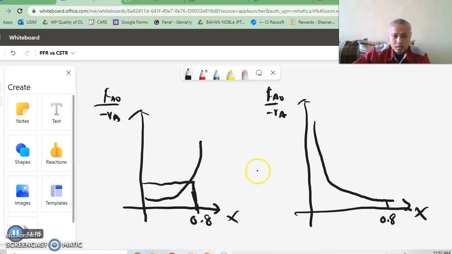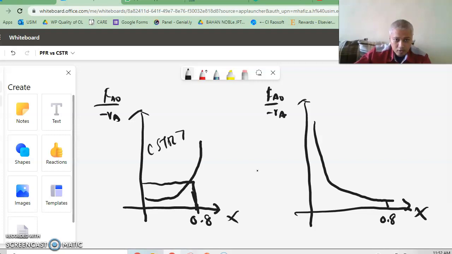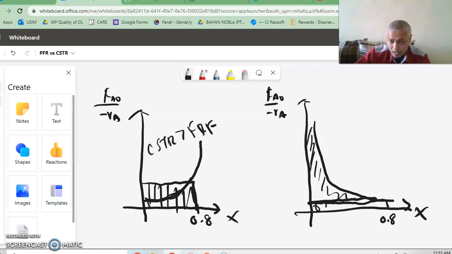Last but not least, I just want to show you the difference between this type of curve and this type of curve. For this curve, we have agreed that CSTR will have greater volume than PFR, because of this whole thing, while PFR is the area under the curve. But for this one, CSTR will become like this, and PFR is the area under the curve. So for this case, PFR will have greater volume than CSTR.